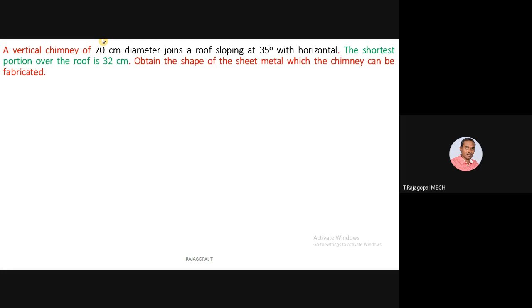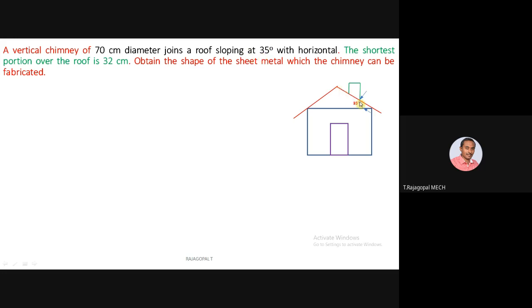So it's an interesting and important problem. If you never come across this kind of problem in your regular class work, it will be very difficult for you to solve during the exam. Now, in olden days, maybe 10 or 15 years before, we would have a chimney like this on the rooftop of the kitchen. So this is the chimney they are saying. This 70 centimeter diameter looks like a cylinder, where 70 centimeter dia indicates the cylinder diameter. Okay, it joins a roof sloping at 35 degree with horizontal.